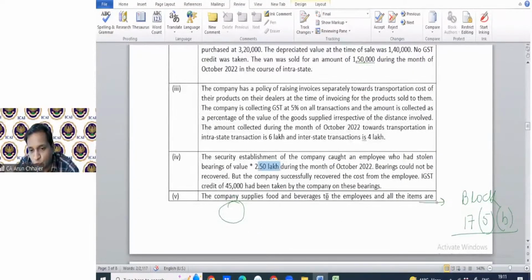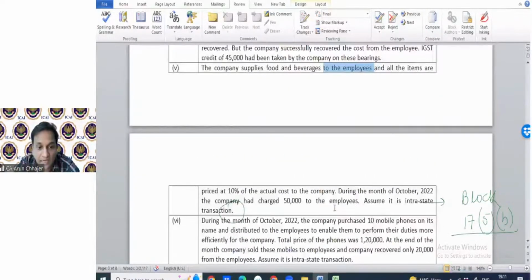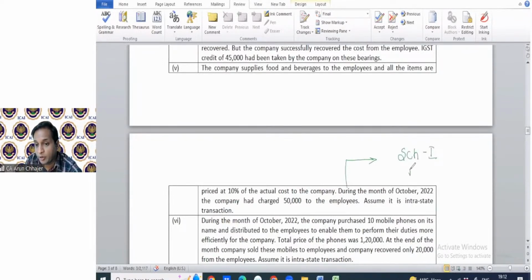Companies supply food and beverages to the employees, and all the items are priced at 10% of the actual cost to the company. During the month of October, the company has charged 50,000 to the employee. Assume it is an intrastate transaction. Now, here the first point will come schedule 1. Second point will come explanation to section 15.